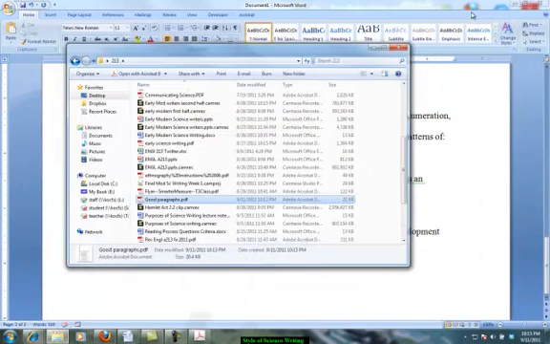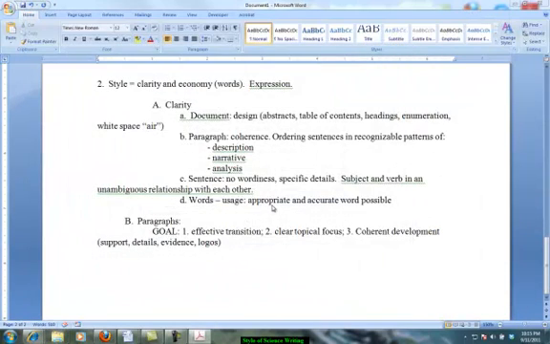So again, like I said, I'll make sure and have that available for you so you can take a look at that and read that, I guess, a little bit more on your own. So if you have these three things: an effective transition, clear topical focus, coherent development, and the support and everything, you will have a good, cohesive, coherent paragraph.